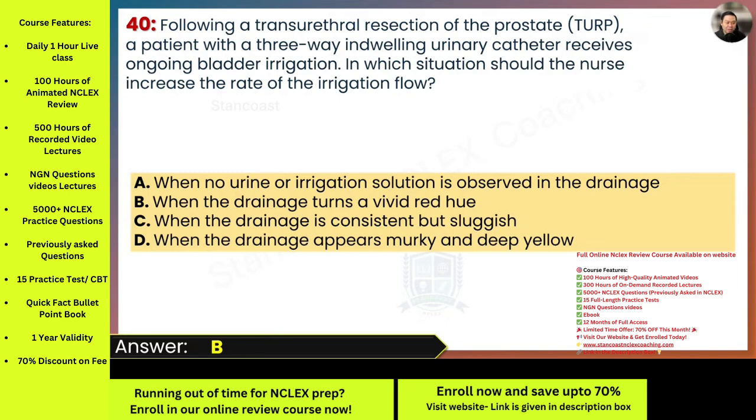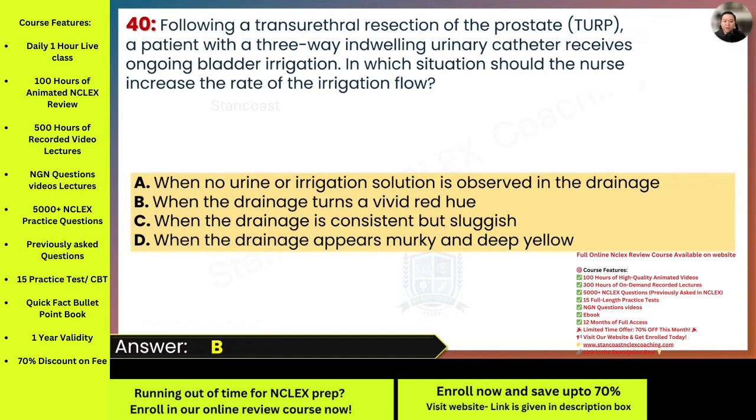But sluggish drainage does not necessarily require an immediate increase in the irrigation rate unless there's a concern about clot formation or other complications. Letter D is also incorrect because the murky or deep yellow drainage could indicate that the irrigation is working and the urine is being flushed out, but it doesn't signal a significant problem. It could simply be normal post-op drainage, and the murky urine may indicate the presence of cellular debris or irritation from the procedure, but it does not necessarily require an increase in irrigation flow. And the increased irrigation would only be needed if there is bright red bleeding.